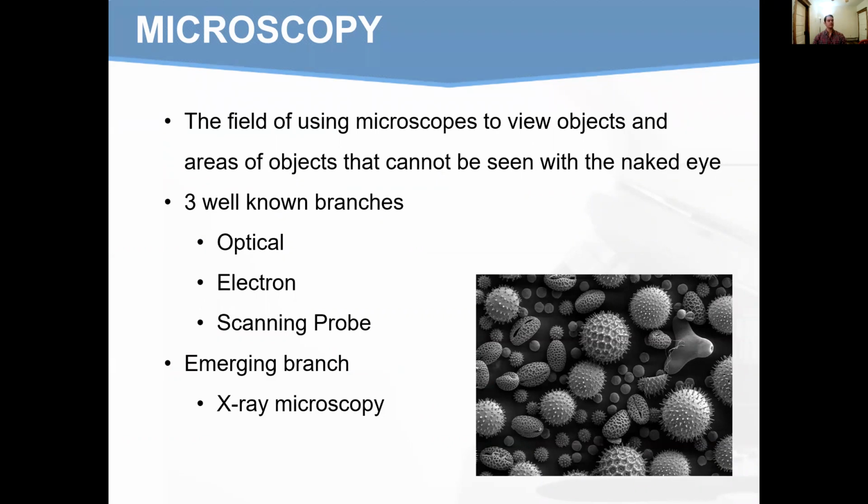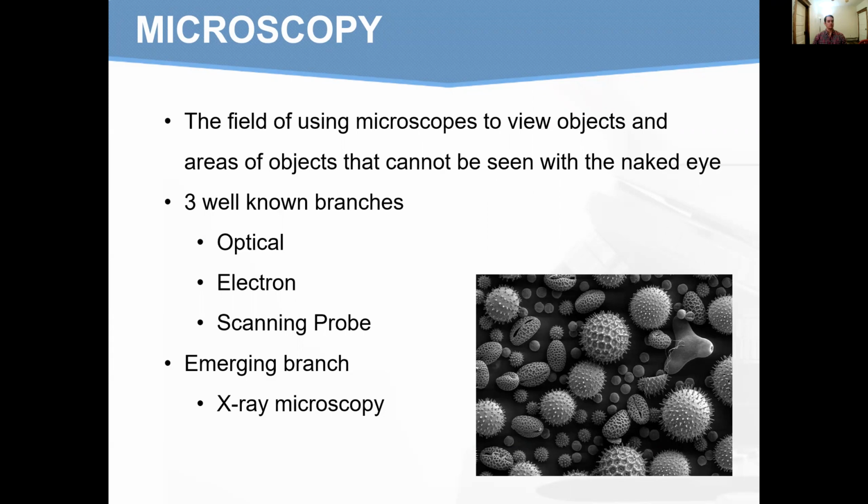They are generally separated into three known branches. These are your optical microscopes. Optical microscopes are also referred to as light microscopes. It uses visible light and a system of lenses to generate a magnified image of small objects. This obviously includes microbes, bacteria, fungi, and the like.